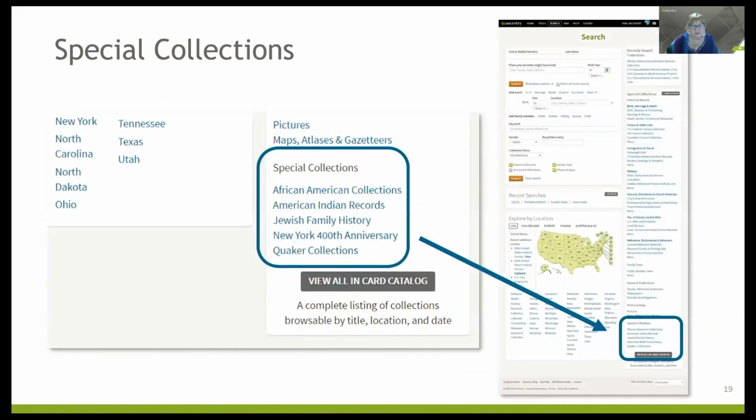And one other thing I wanted to point out on this page at the bottom here is that we have a little list of special collections. We've got African American collections, American Indian collections, Jewish family history records. We have a collection for New York's 400th anniversary that's basically focused on all New York records. And we've got a really fantastic Quaker collection. If you've got Quaker ancestors, I'm totally jealous because they kept such fantastic records.